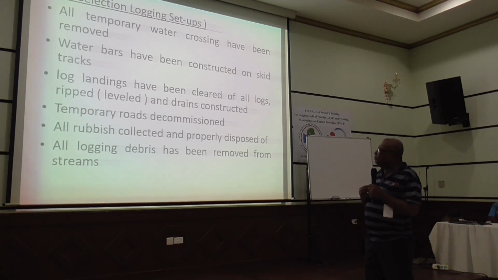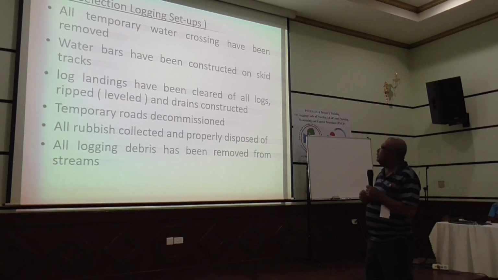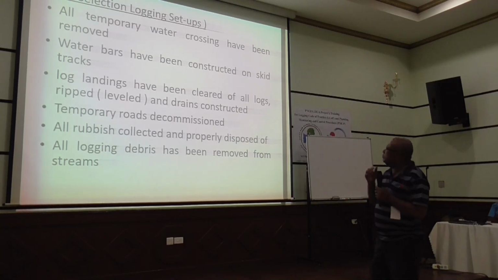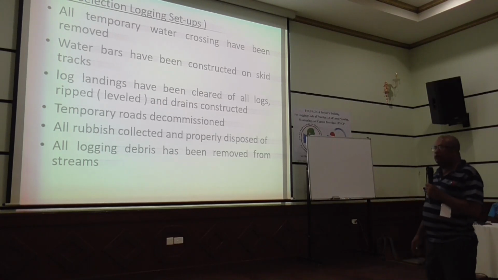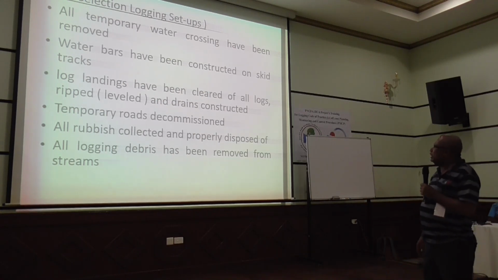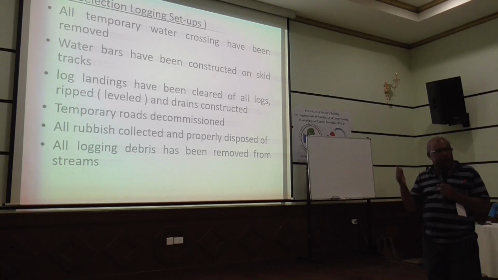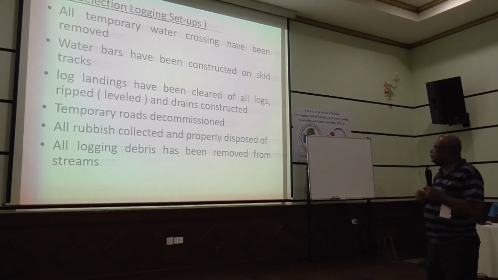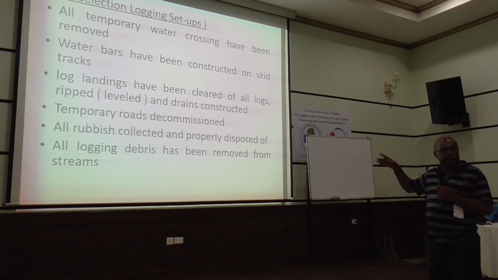For selection logging setup, all temporary water crossings have been removed, water bars have been constructed, log landings have been cleared, leveled, ripped if need be, and temporary roads decommissioned. We talked about decommissioning of roads yesterday. All rubbish is collected, and we talked about removal of rubbish yesterday. And all logging debris has been removed from the streams. Any questions so far on this one?